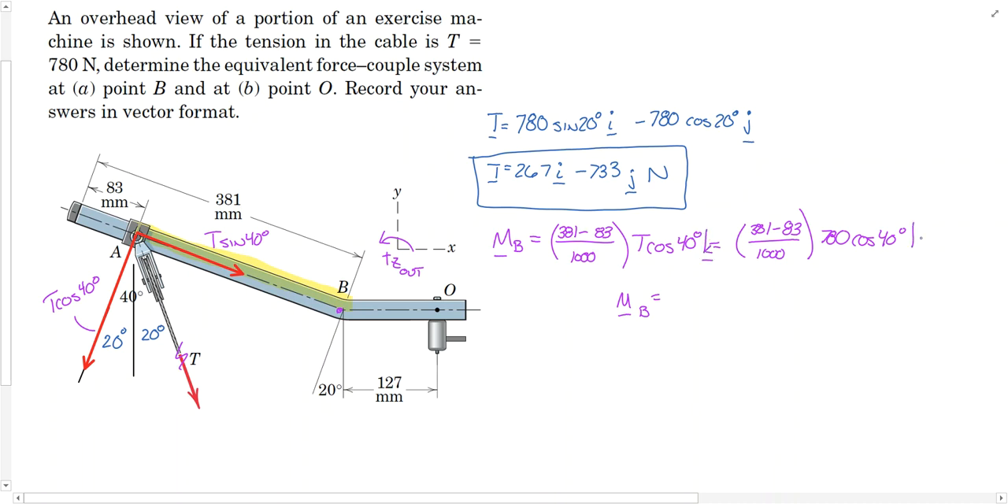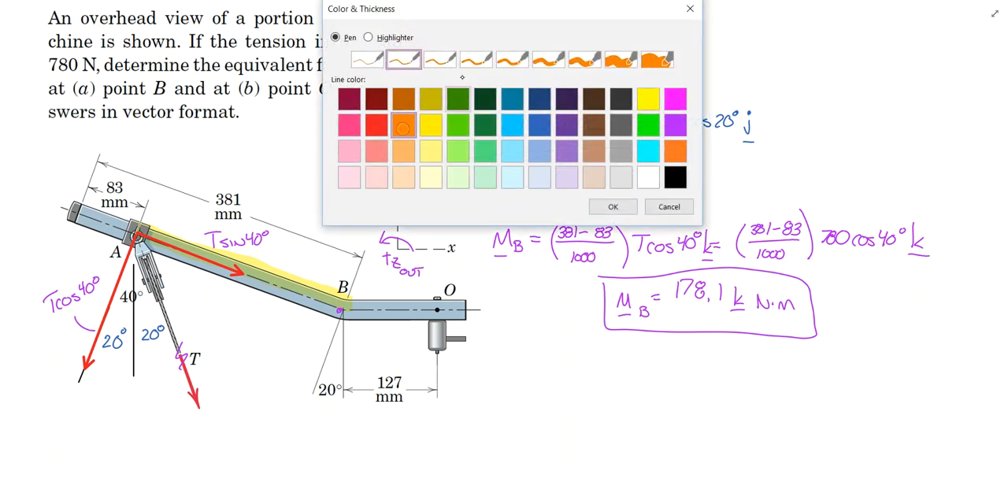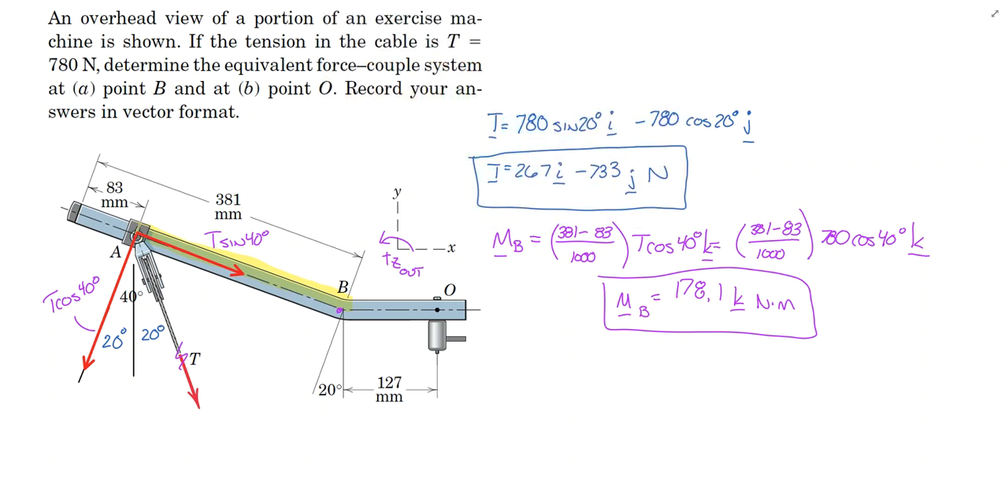And the moment around B, oh, and this is a K vector. We have to put a vector sign here. We can't have moment B as a vector equal to a scalar, so we have a K here. So the moment around B is equal to 178.1 K newton meters. Now I could have used X and Y components for this moment, and if you'll permit me, let me just sketch that really fast. I'll use a different color.